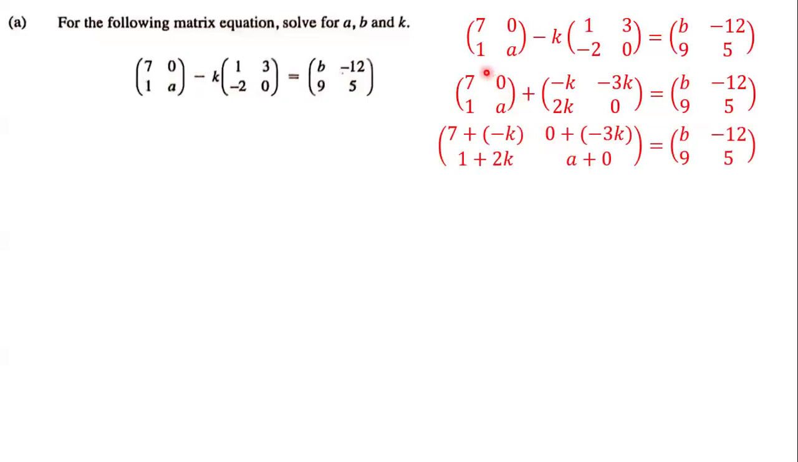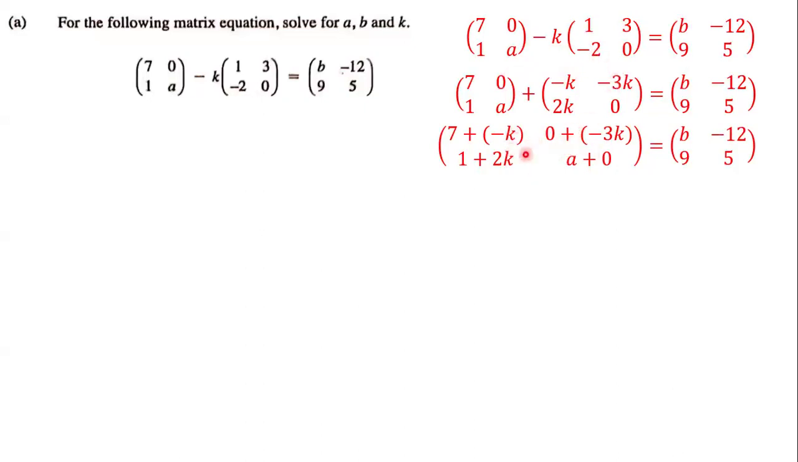And so we say 7 plus negative K. That's what we have here, 7 plus negative K. Then we say 0 plus negative 3K. Then we have 1 plus 2K. So we have that here, 1 plus 2K. Then we say A plus 0. So we have to add corresponding entries. Whenever we add them, we add corresponding entries.